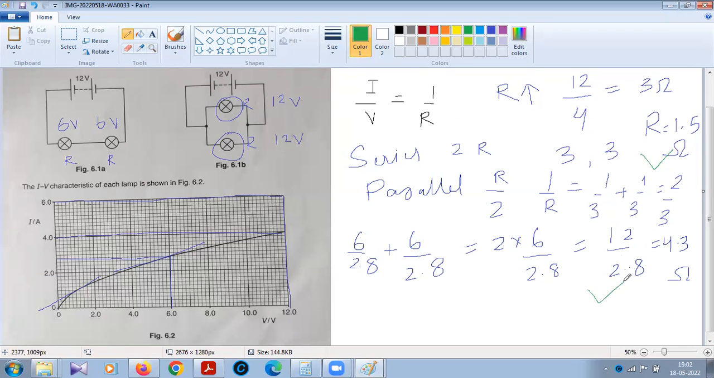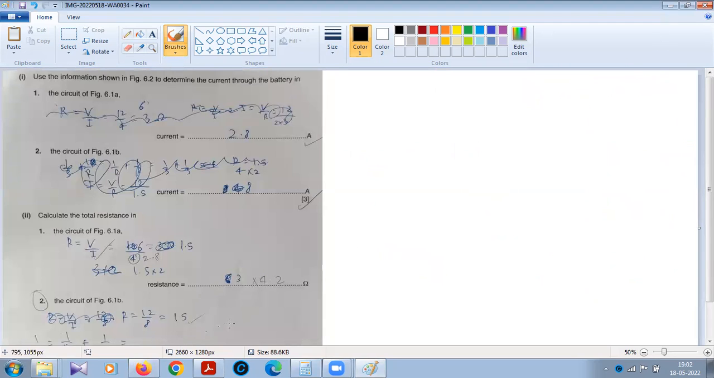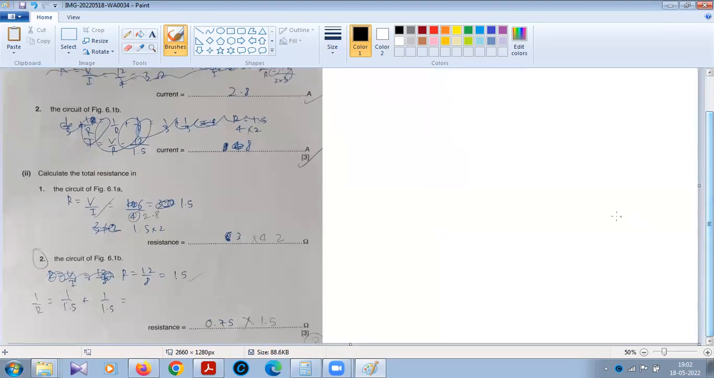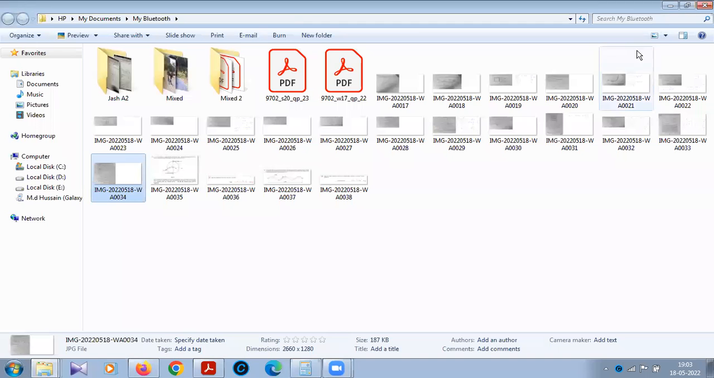They are in parallel. So 12 by 4, it's 3 ohm each resistance. So 1 by 3 plus 1 by 3 is 2 by 3, and take the reciprocal of it. That is why they are giving the answer as 1.5. I took 12 by 8, so some mistake was done. Okay, got it.